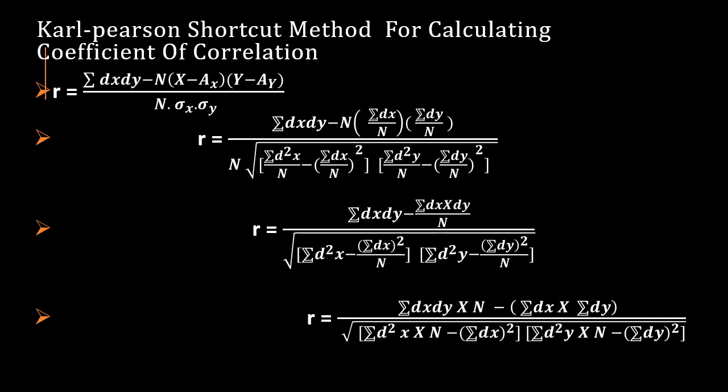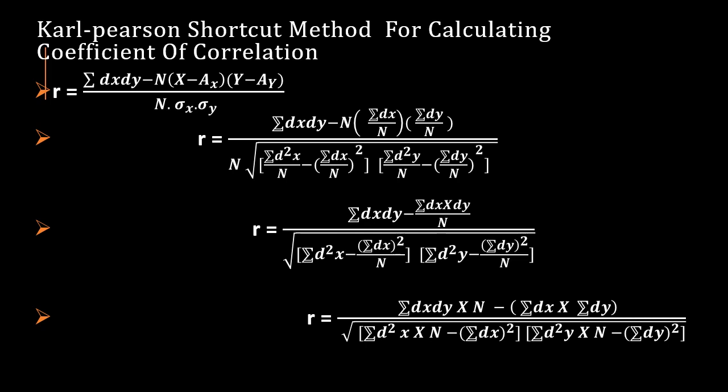Now it is further concluded as sigma dx dy minus sigma dx sigma dy over n. Friends, take care because our n is taken 2 times in the earlier formula. It will be divided by n taken in the numerator. Now it will be further followed as the total divided by the square root of sigma dx square minus sigma dx over n whole square, into sigma dy square minus sigma dy whole square divided by number of observations.